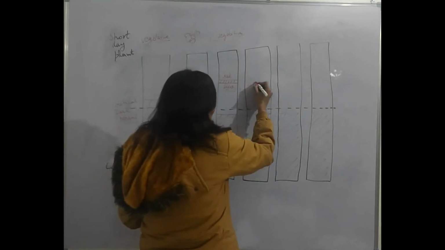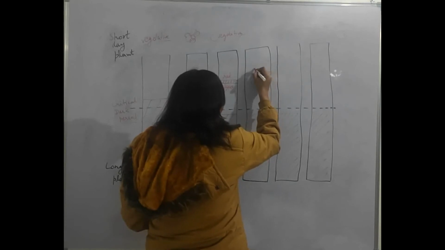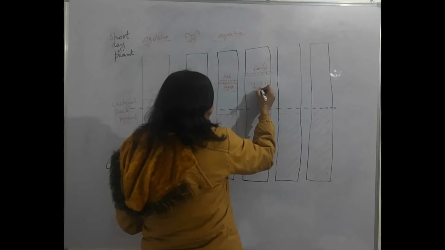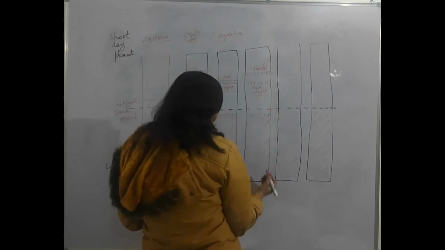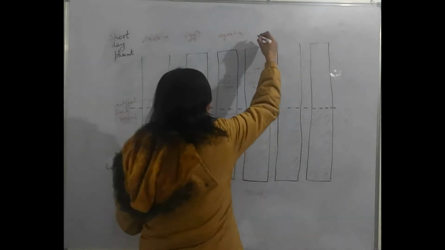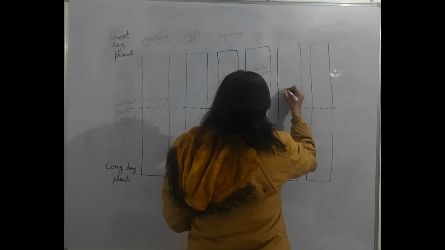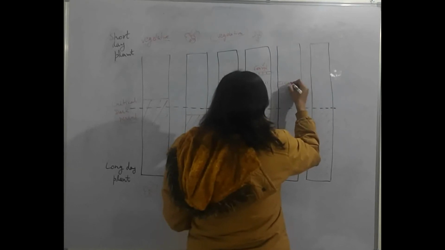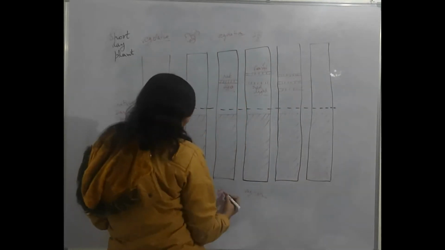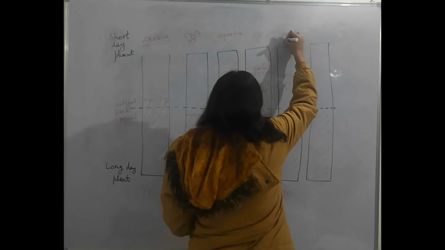In next case, this red light band is followed by far red light band. Now this far red light will inhibit the effect of this red light. So in this case, long day plant will remain vegetative, while short day plant will show some flowering. In next case, red light is followed by far red light, and again it is followed by red light. In this case, these results will be shown by plants. So long day plant will show some flowering, while short day plant will remain vegetative.